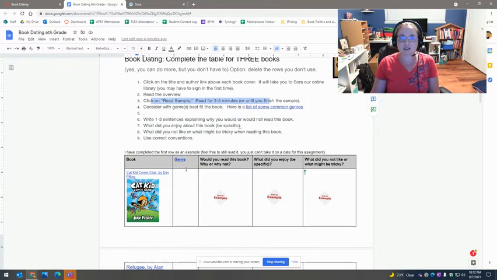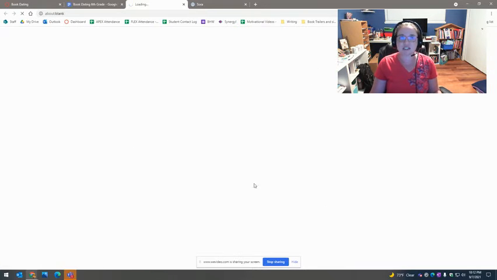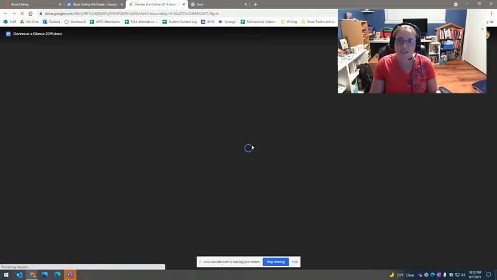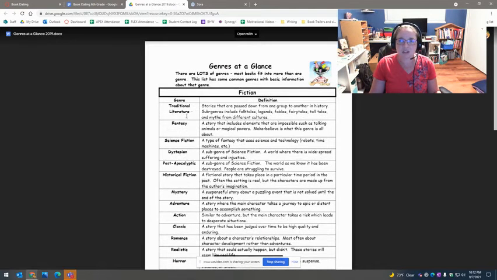Then I'm going to come back over here and think about genre. Genre is just a fancy word for kind of book. And I've made a link here. You can also click here and see different kinds of genres. And I'm going to think, well, traditional literature, no, it is not a legend, fable, fairy tale. Fantasy: story that includes elements that are possible, such as talking animals. Okay, it could be fantasy. Science fiction, type that uses science, fantasy that uses, okay, no, not dystopian.